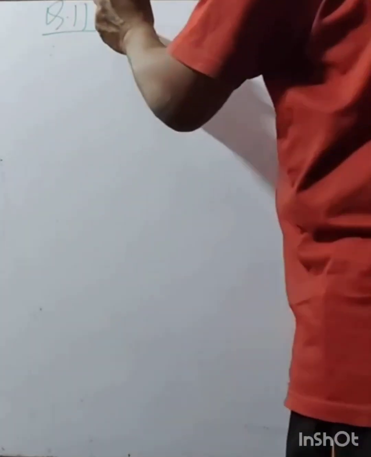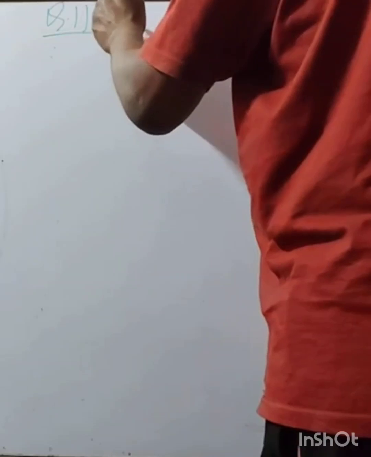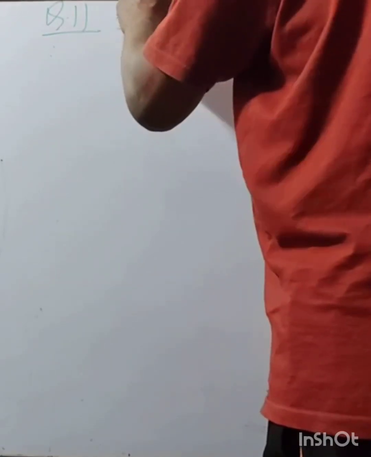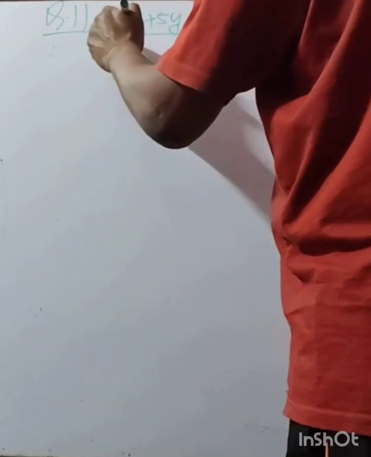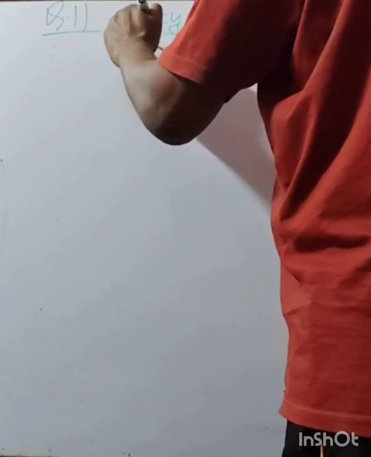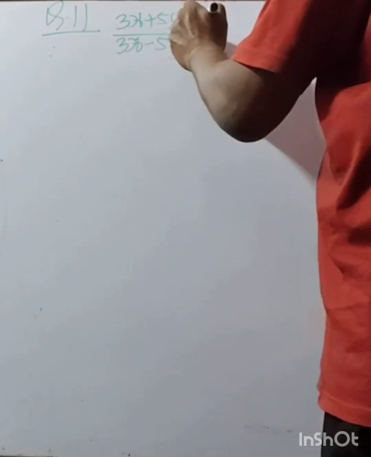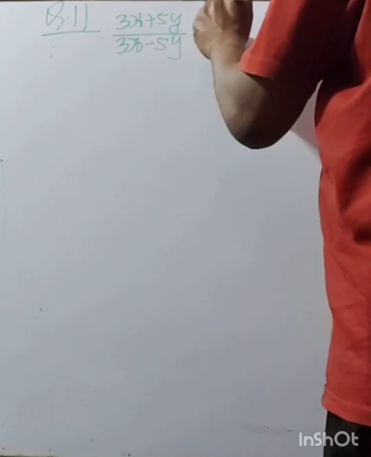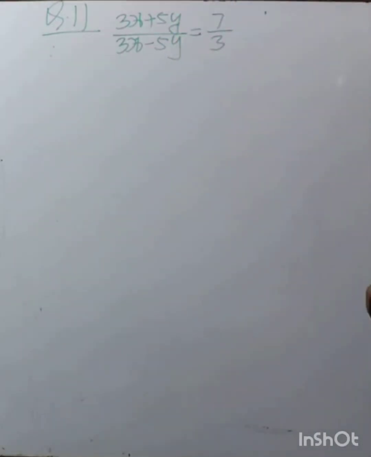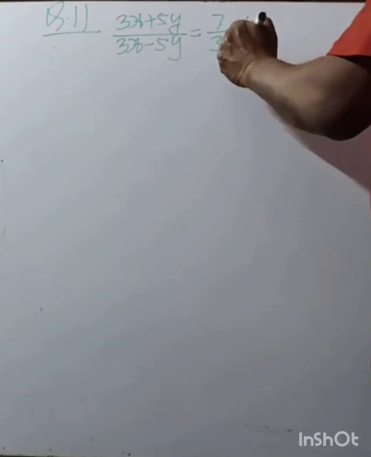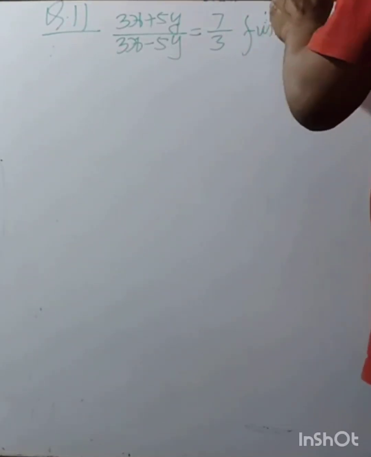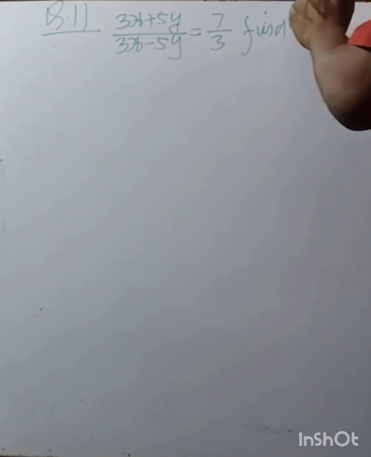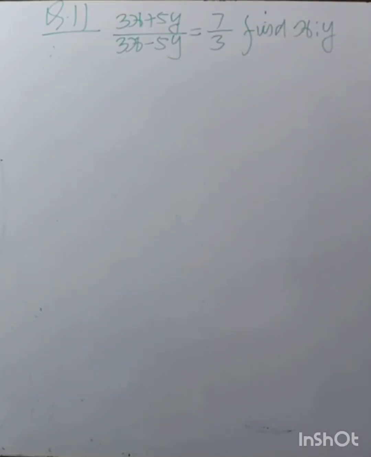3x plus 5y upon 3x minus 5y is equal to 7 upon 3. Find x ratio y. Can you find this?